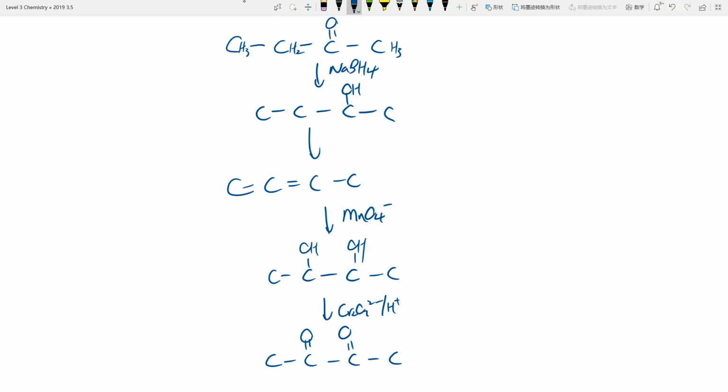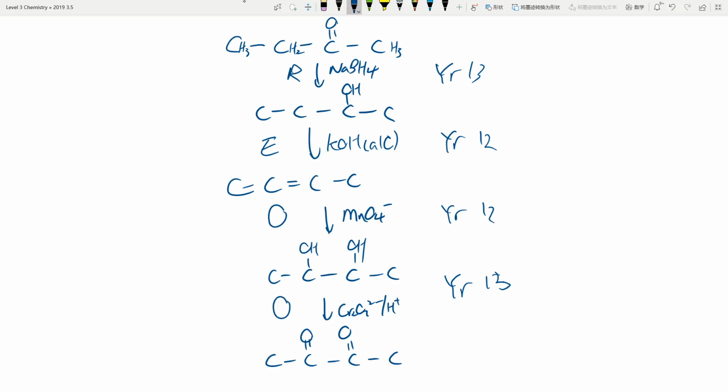So this is a year 13 reaction. How do we do this? This is KOH alk. This is year 12. This is year 12. This is year 12/13. Year 13, ketones year 13. So this is a combination. They didn't ask you to explain what type of reaction, but if they did, this is reduction, this is elimination, this is oxidation, this is oxidation.